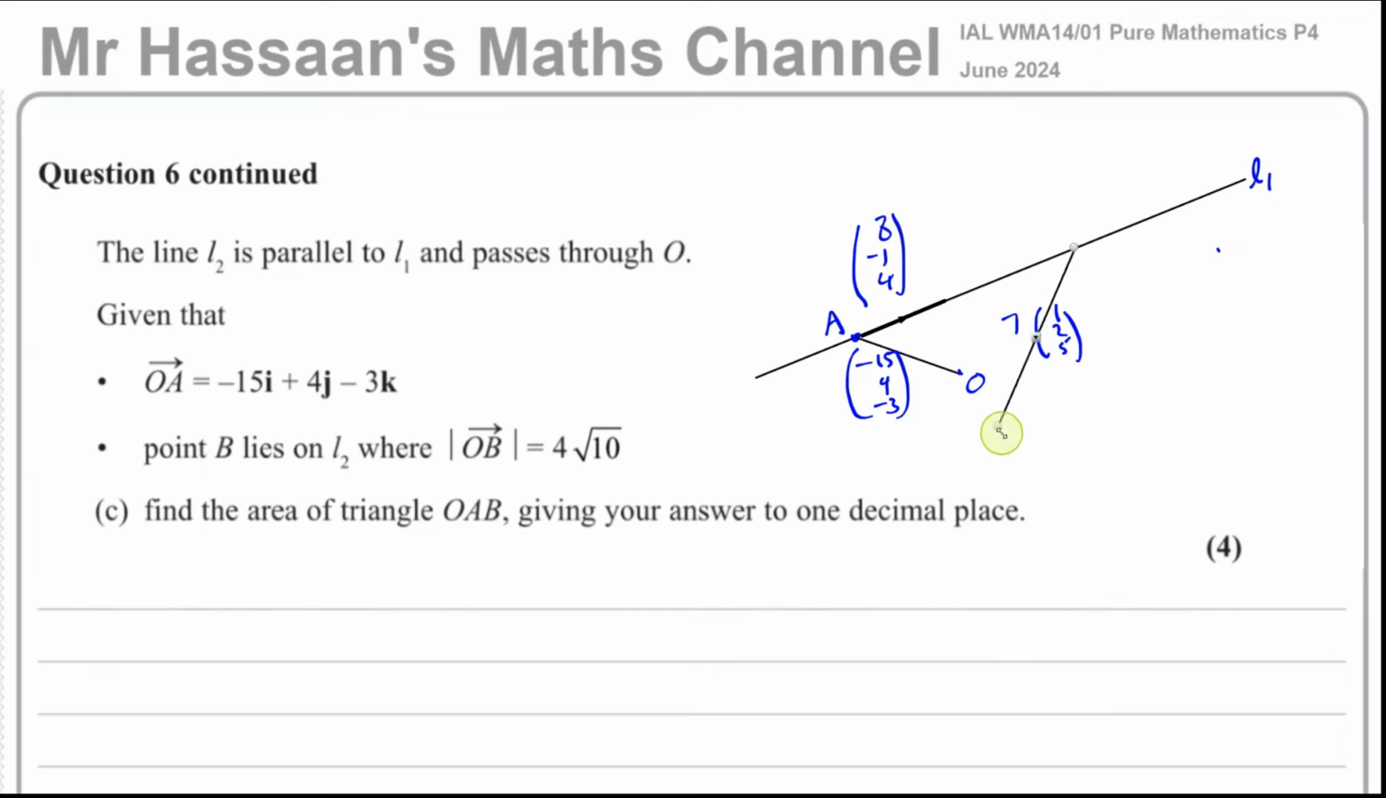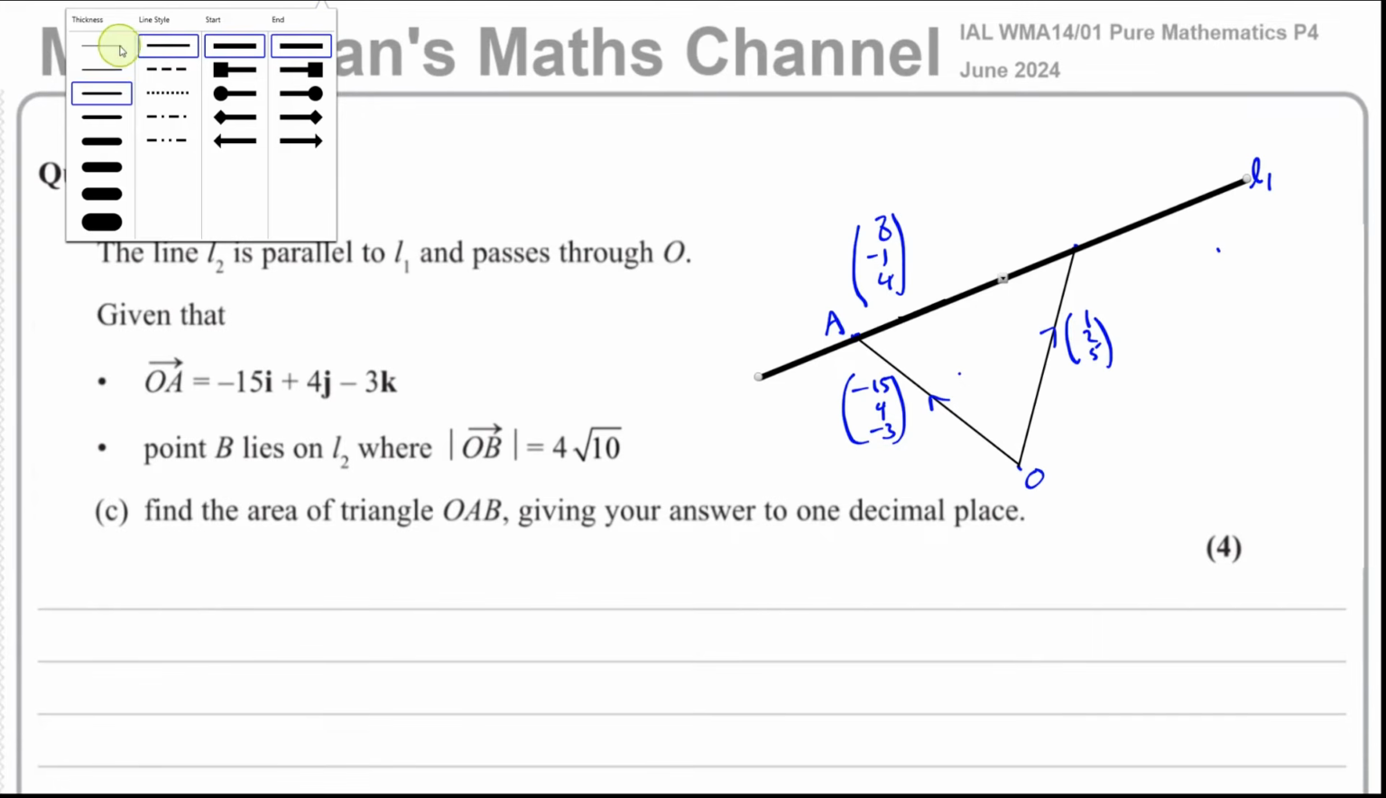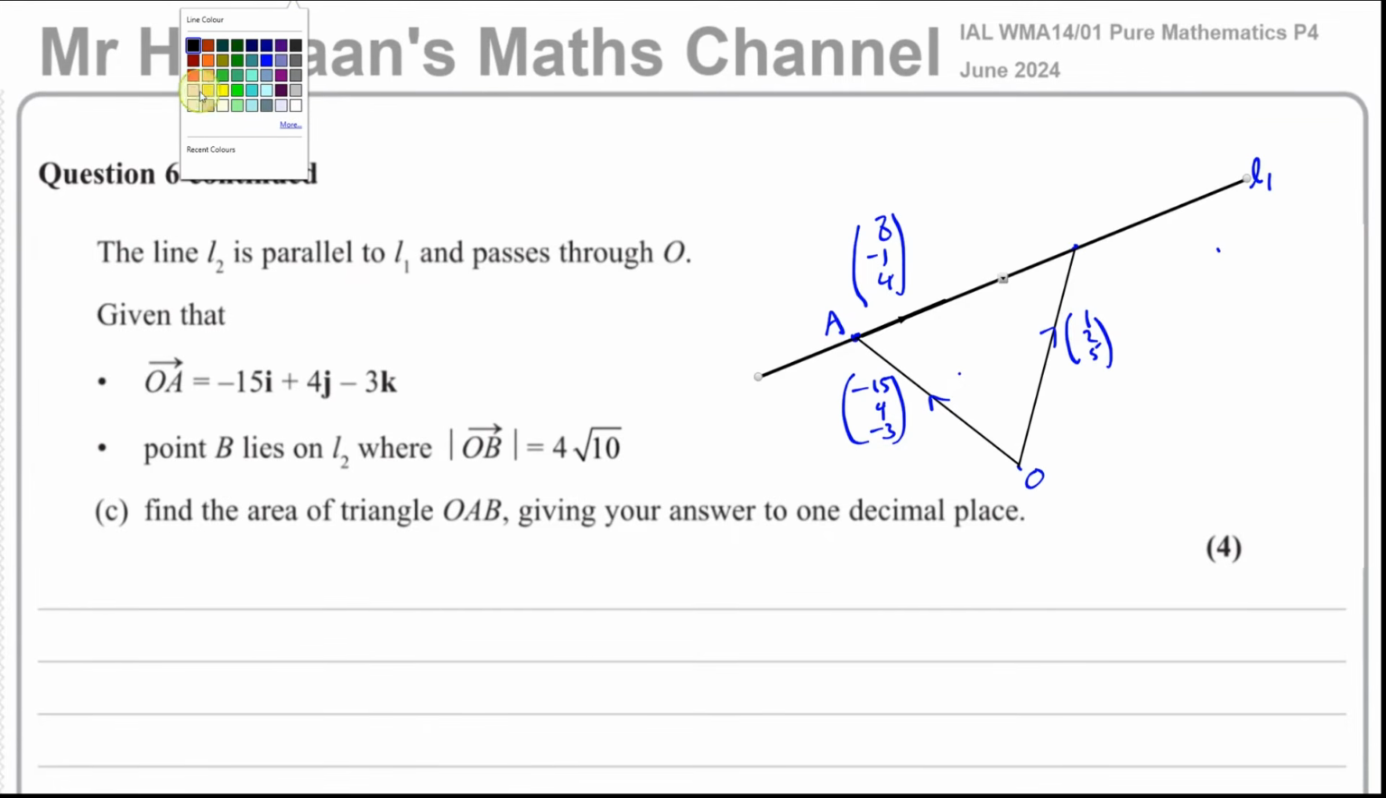Let me just do something to make it a bit clearer. I'm just moving this down here a bit, to give me more space. So line 2 is such that it is parallel to line 1 and it passes through the origin. So it's the same direction exactly as line 1. So this is line 2, parallel, and it passes through the origin.